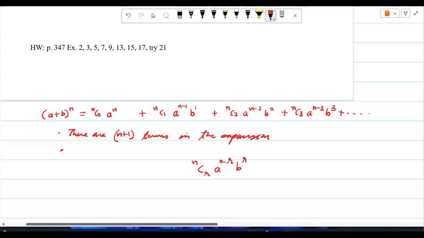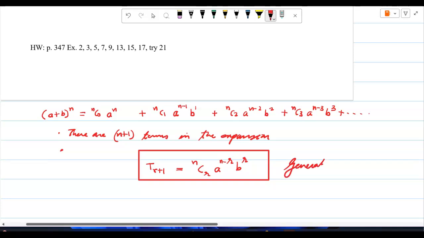This is your formula for T(r+1), the general term of an expansion. I don't know whether you've done this or not, but this is how you write it. It means you don't have to write the entire expansion, you can simply write a general term. That's where the next sum comes from.